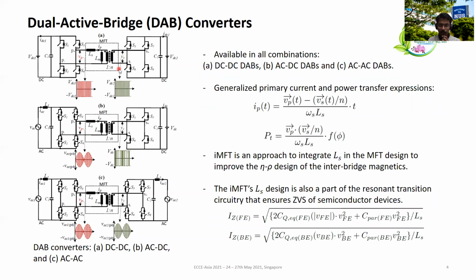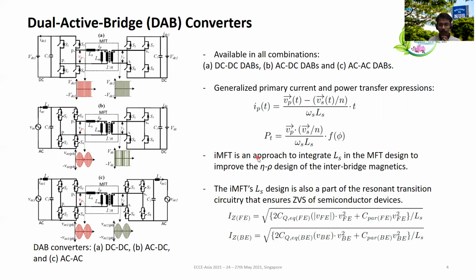Now coming to the dual active bridge converters, here I show all the available combinations of DAB converters. Here is the DC-DC DAB, here is the AC-DC DAB, and you can see the AC-AC DAB here. All of them have mostly a similar functional modulation. Here you can see generalized primary current and power transfer expressions, and in the power transfer you'd see a function of phi that controls the power transfer between the two bridges.